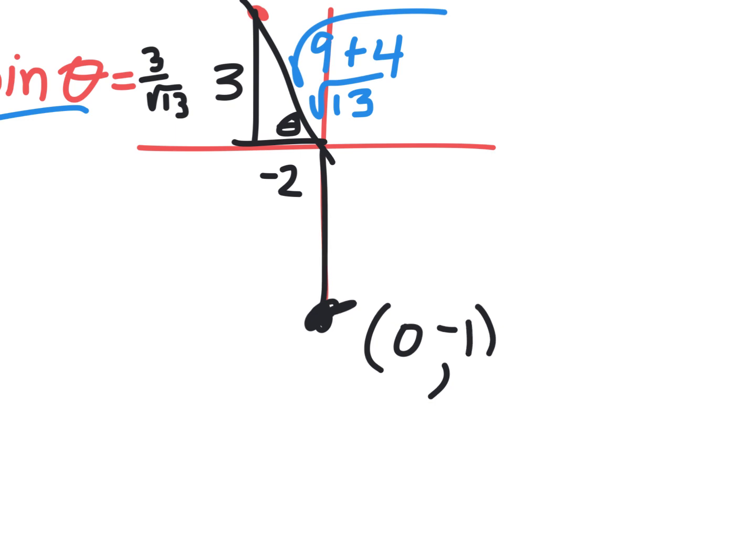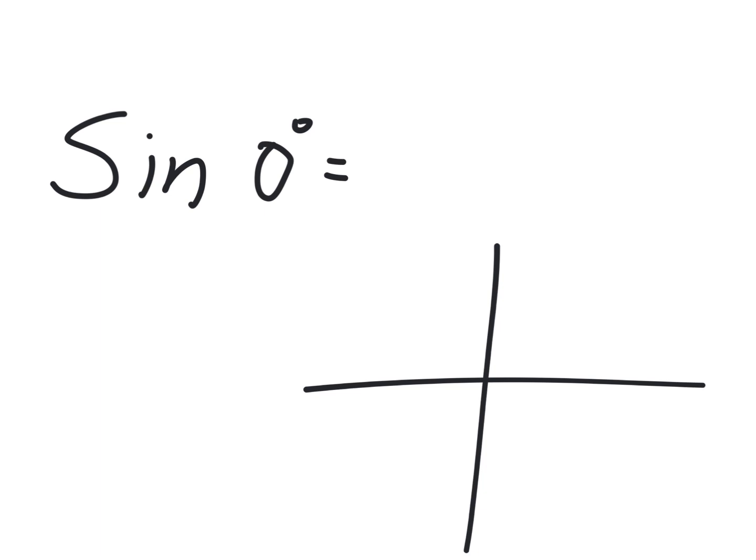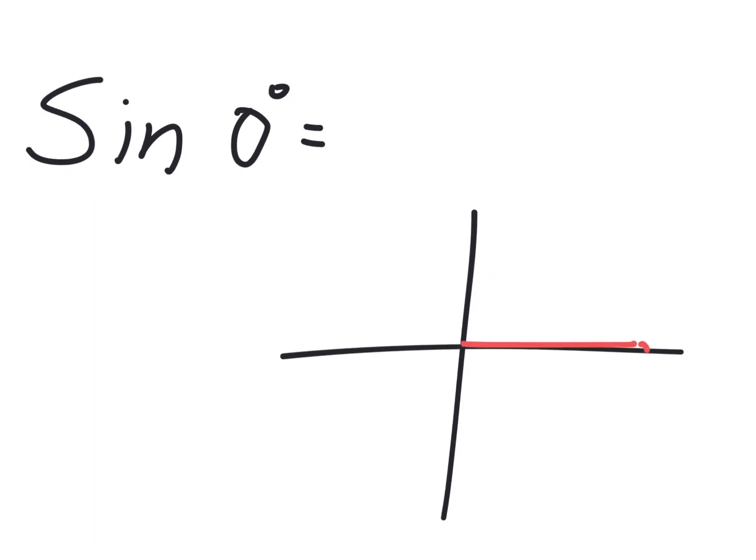Okay, so let's do one like that. Sine of 0. That's weird. Always, every time, make your picture. In this case, you can't draw a triangle, but you can make a picture. And I know there's a few kids that don't know where 0 is. It's right there. It's that spot.